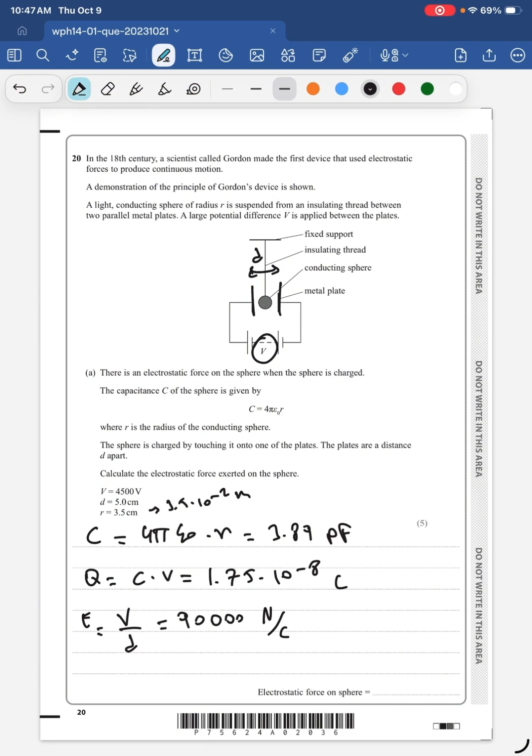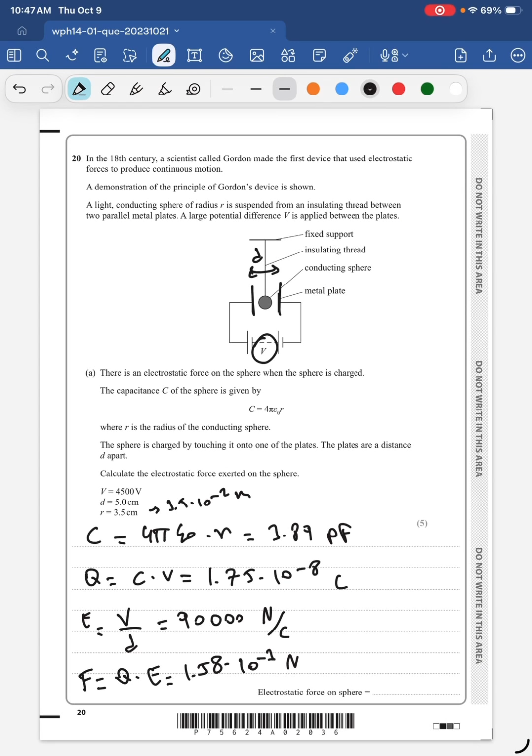newtons per coulomb. And recall that the force, if you know the electric field and the charge, the force on the sphere from the plates is going to be Q, the charge on the spherical capacitor, times the electric field. And if you do this multiplication, you find 1.58 times 10 to the negative 3 newtons.